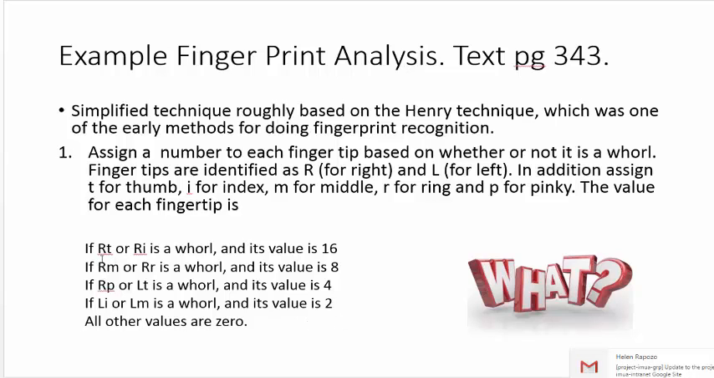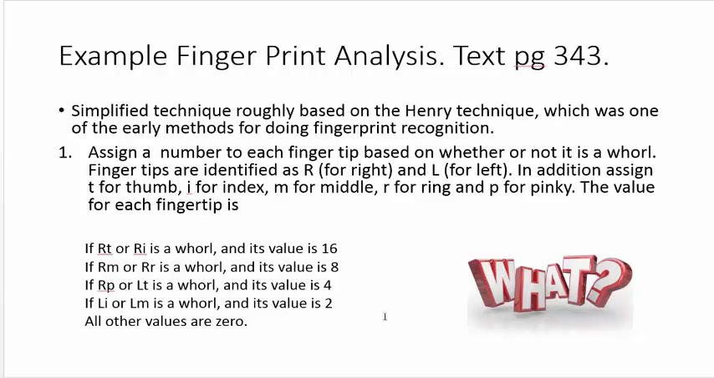For example, if you have RT or RI, which means a right hand thumb or right hand index, and it's a whorl, then you're going to give that a value of 15 and 16. And we're going to show you how you use these values. These values come up with a number that means what category you're looking at, so it reduces the database search for what the person is, trying to find a match in the fingerprint database. Similarly, if RM or RR, so right hand middle, right hand ring, is a whorl, then you get an 8, etc.